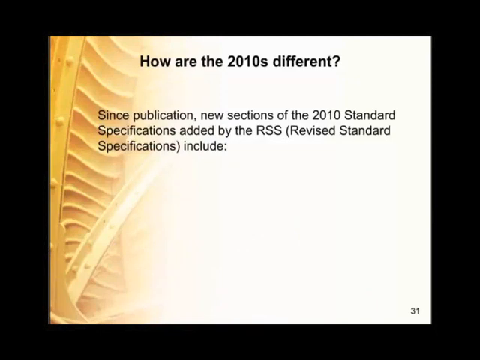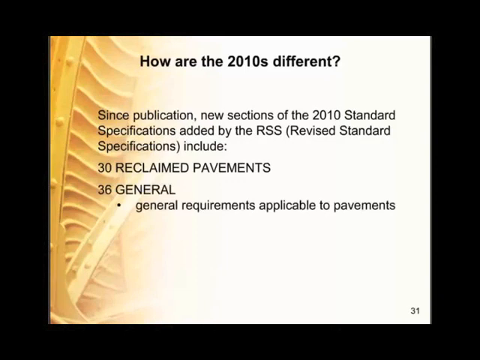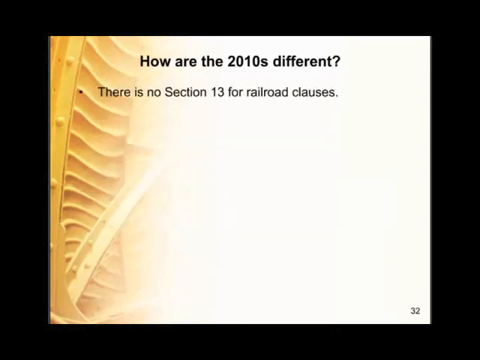To continue how the 2010s are different, since publication, new sections of the 2010 standard specifications have been added by the revised standard specifications. They include Section 30, Reclaimed Pavements, Section 36, General, which includes general requirements applicable to pavements, and Section 78, Incidental Construction. A few more differences. There is no longer a Section 13 for railroad clauses.